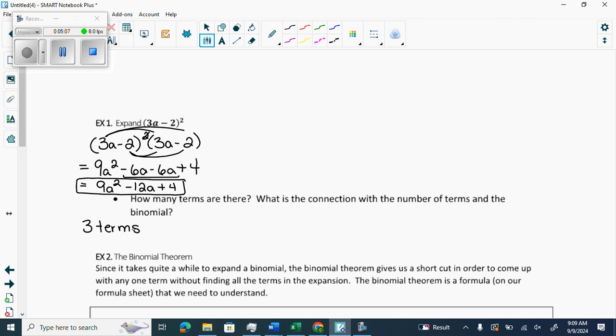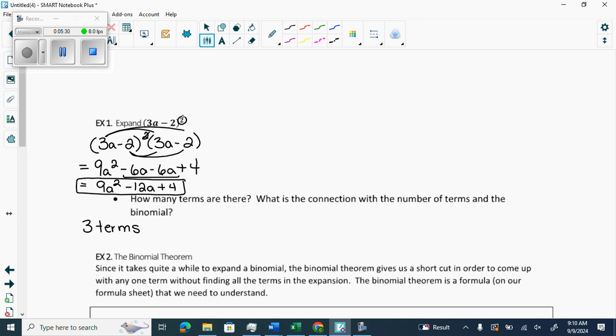This is the connection. It has something to do with this number. That's a 2. We get how many? 1 more every time. So every time you have a binomial, it's the binomial theorem. It's the reason why it's called the binomial theorem. The binomial theorem is this little formula down here, and we'll talk about it.